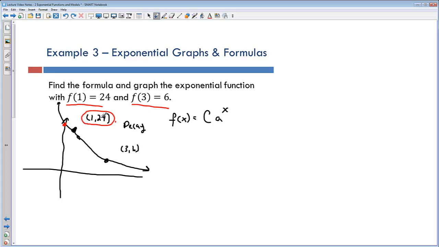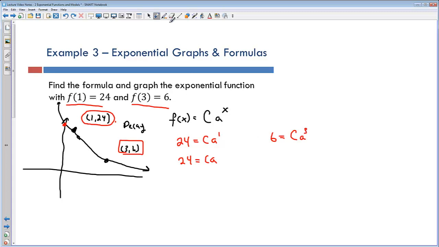So it says if you plug in 1, you get out 24. So over here, this is the output, so 24 is equal to c times a to the 1, which is really 24 equals c times a. And so that's one piece of information. There's not much I can do with this at this moment, but I have another piece of information right here, which says if I plug in 3, I get out 6. So I can do the same thing here. The output is 6, so 6 equals c times a to the 3.